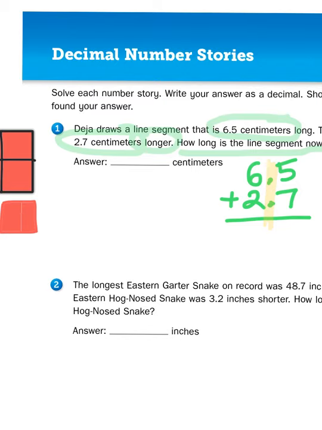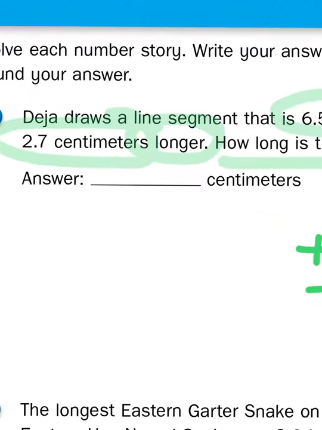So let's take a look at this. 5 tenths plus 7 tenths is going to give us 12 tenths. So I put the 2 down here, and I'm going to carry the 1. Now I'm adding whole numbers. 1 plus 6 is 7. 7 plus 2 is 9. So my total is 9.2 centimeters. So let's write that up here in my space.